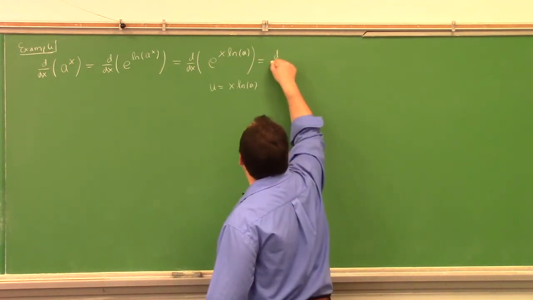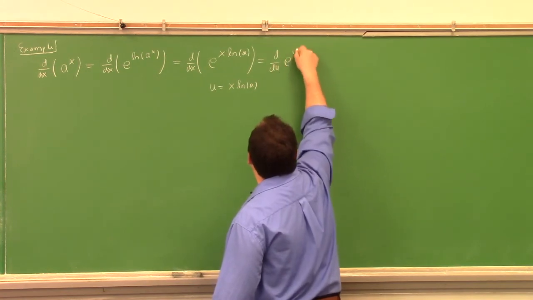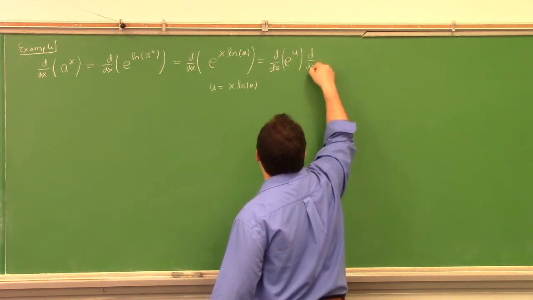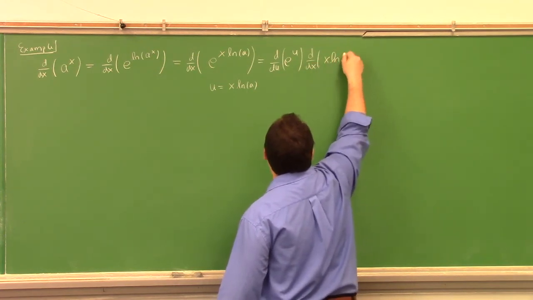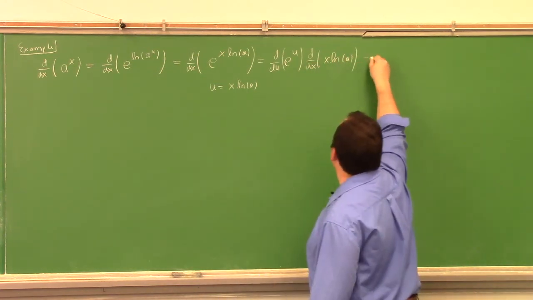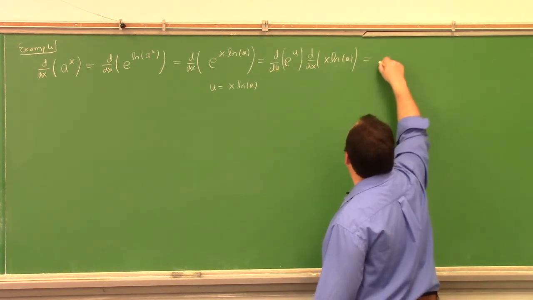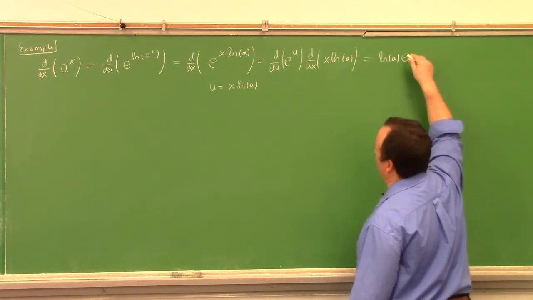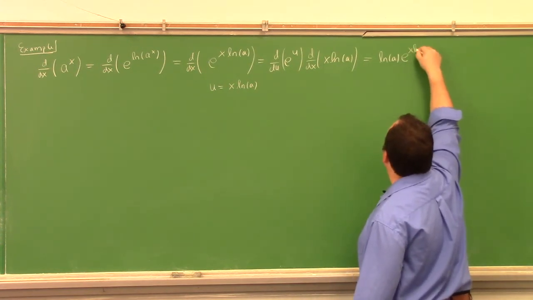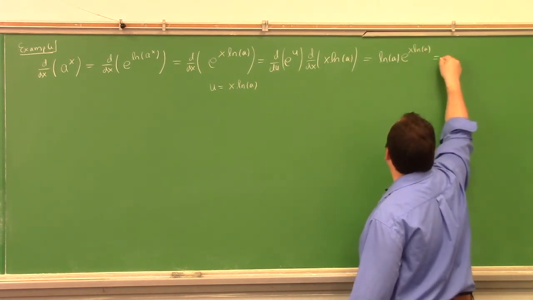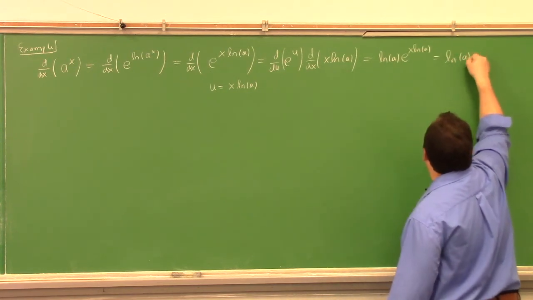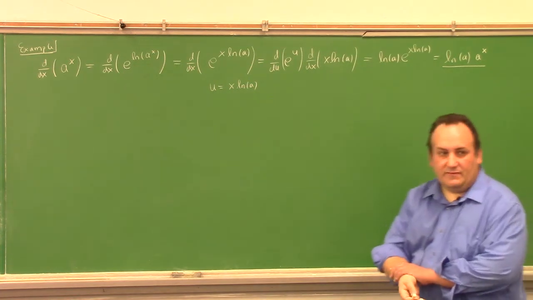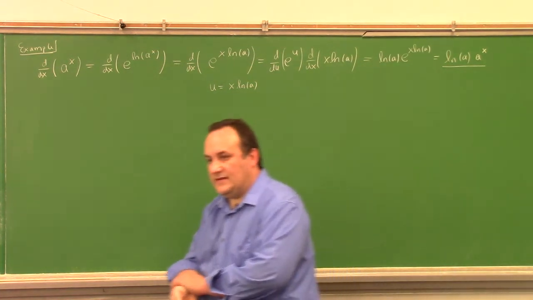So I have d/du of e to the u times du/dx, right? Which I'll write as d/dx of x log a, which is what? This just gives me log a, and that gives me e to the u, which is e to the x log a, but then undoing the algebra that I just did, that's log a times a to the x. So the derivative of a to the power x is the natural log of a times a to the x.